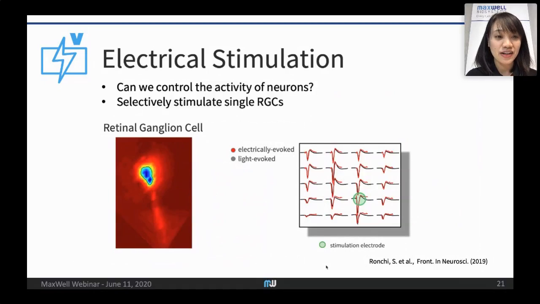And lastly, we have electrical stimulation as a feature of our system. Here we ask, can we control the activity of neurons? And here, because we have small electrodes, we can really selectively stimulate single retinal ganglion cells. In this case, we have this electrical image from a single cell, and then we target the largest area here for stimulation, and we can appreciate here that the same signals can be detected from the same cell that is stimulated with light and the one that is stimulated with electrical stimulation. So you can choose which neuron you would like to stimulate and stimulate that one cell only at a time.